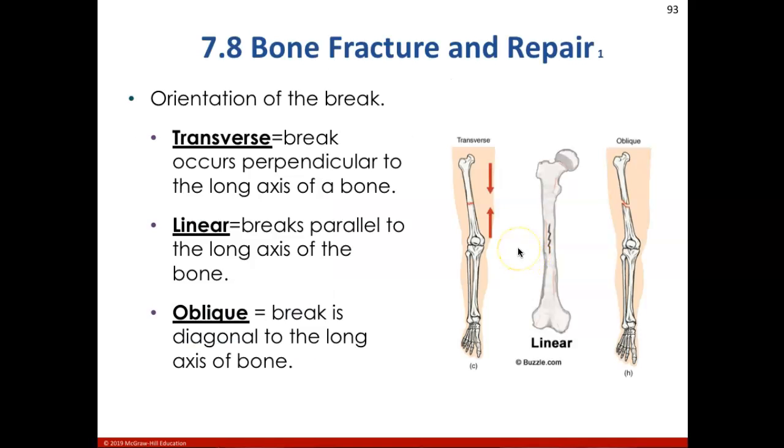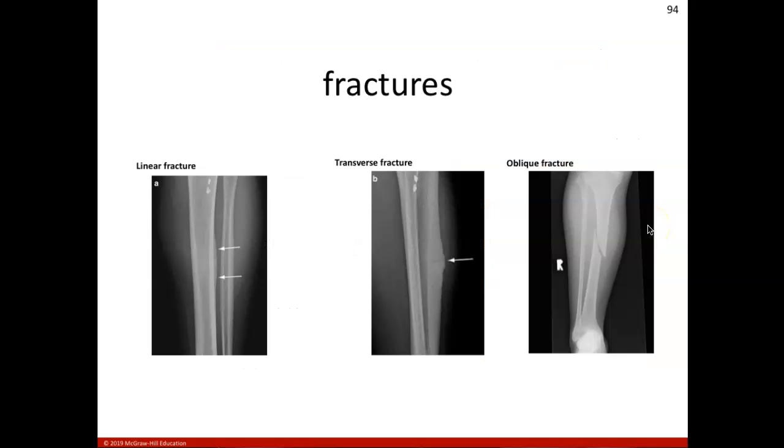And then if we're describing the orientation of a break, we can describe it as being transverse, meaning it's perpendicular to the long axis of a bone. It could be linear if it is parallel to the long axis of the bone, or it could be described as oblique, meaning it's diagonal to the axis of the bone.